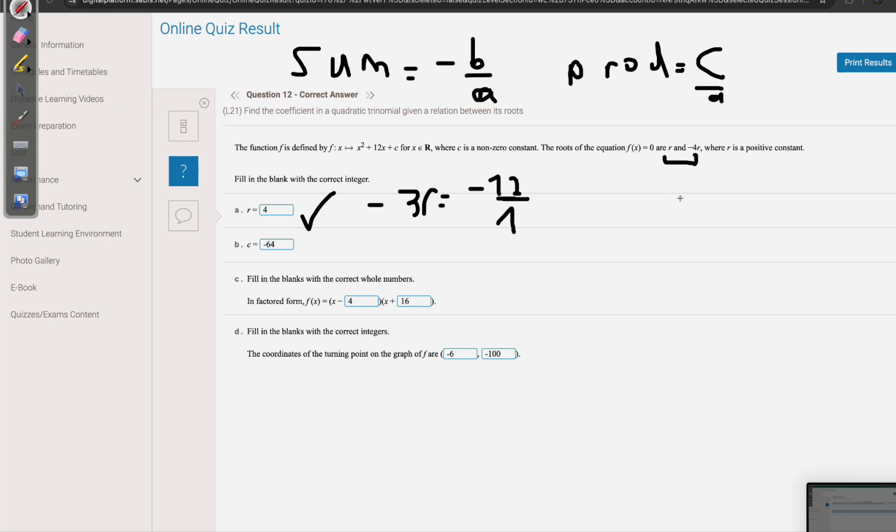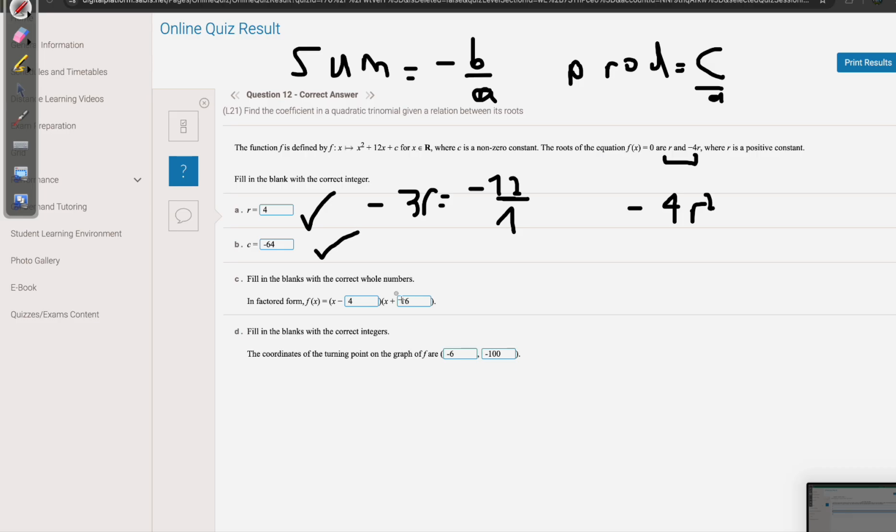Okay, so for the product we do the same thing. It's going to be the product of the two roots. So negative 4r squared, you substitute r by 4, which will give us c. Now look, c over a is the product, so the product at the end of the day is c, because a is 1. So it will give us negative 64 will be c.